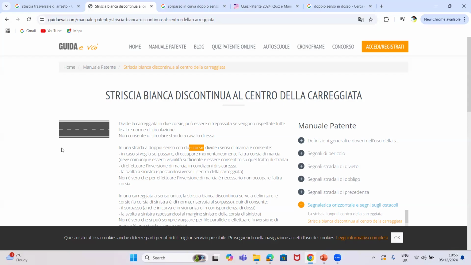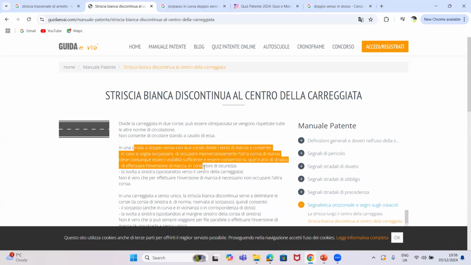That means if cars go here, cars come here. Once you find out that no car is coming from the opposite direction, you can occupy it momentarily to overtake, but come back here immediately because a car will be coming back here. And the patente will mention it: "In una strada a doppio senso di marcia, è consentito effettuare inversione di marcia in condizioni di sicurezza."